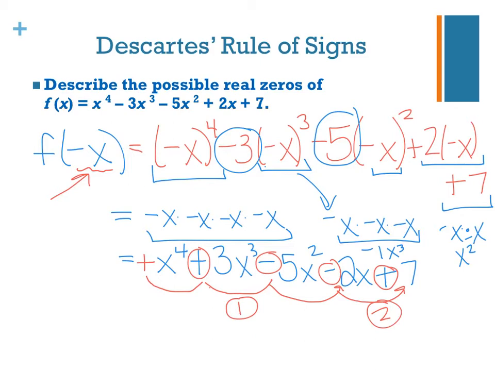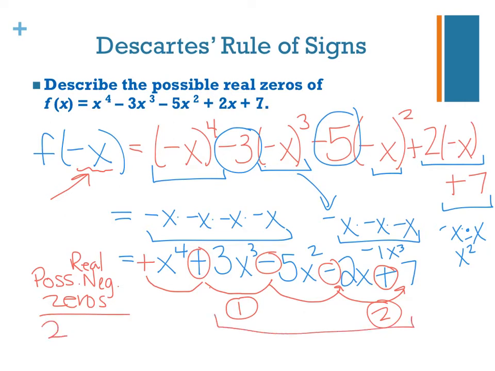So that means the possible real negative zeros is going to be either 2, because there's 2 sign changes, or that decreases by an even quantity. So if I decrease this by an even quantity, the only even quantity I can decrease it by is 2, which would give me 0.